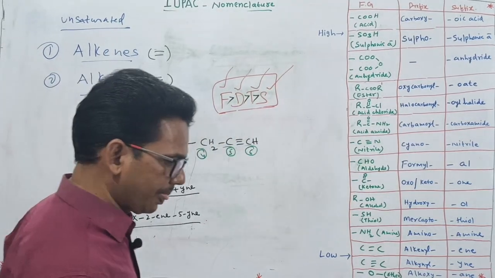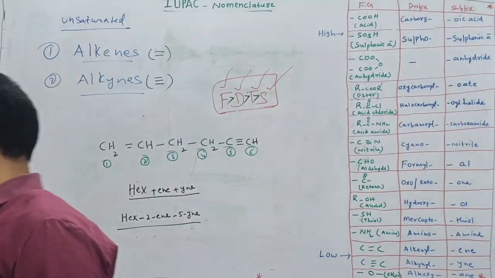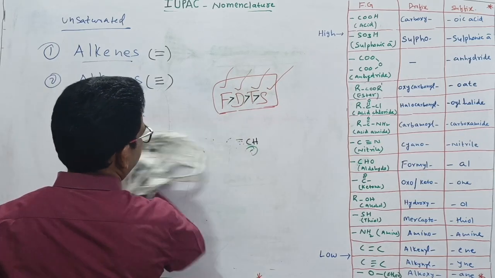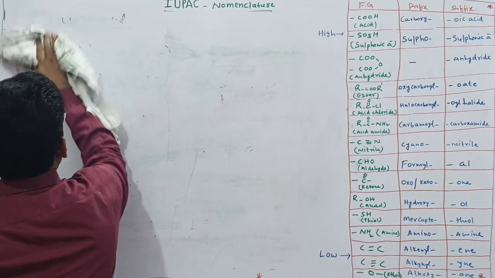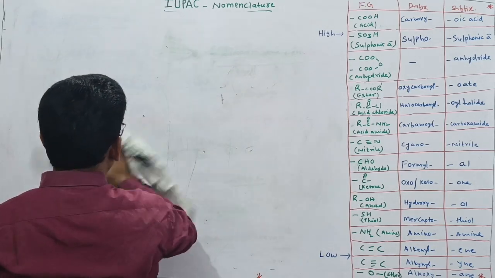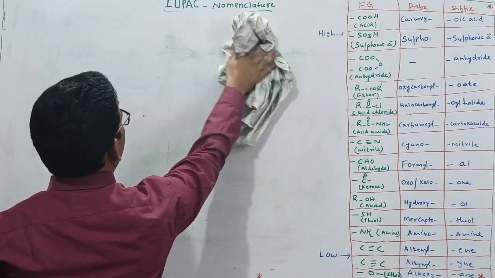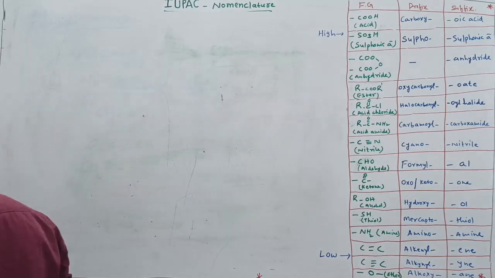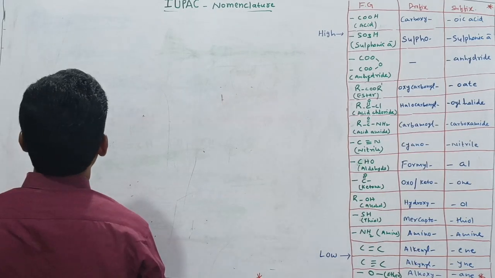Okay, next we will go for the alkyl halides. I hope you have understood: for the saturated compounds, how we write the name, for unsaturated also how we write the name, and how we give the numbering. Now we'll go for the alkyl halides.